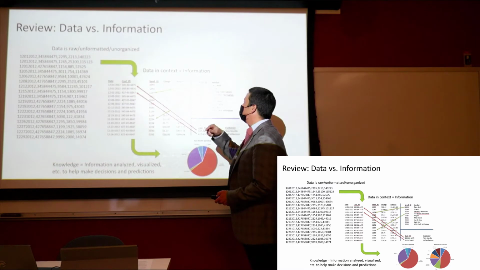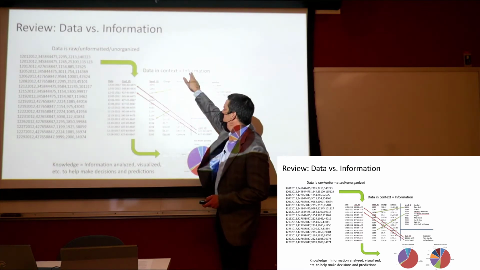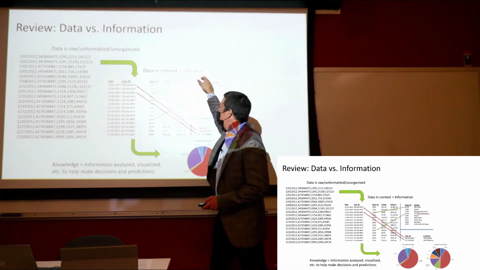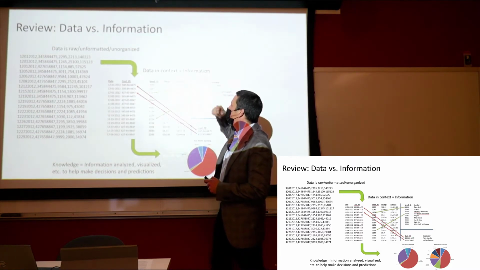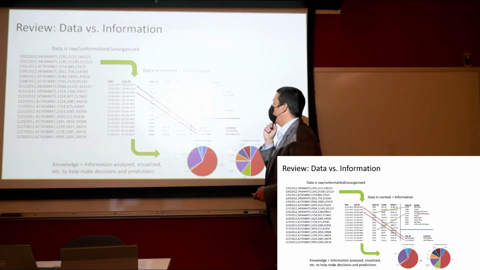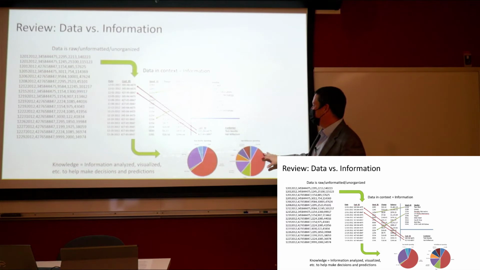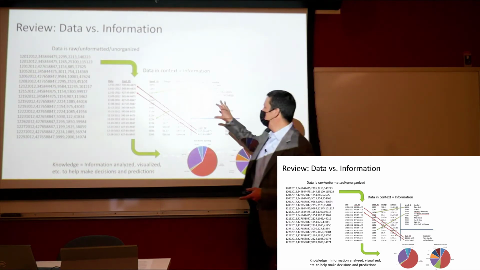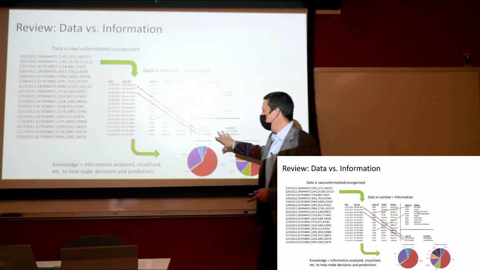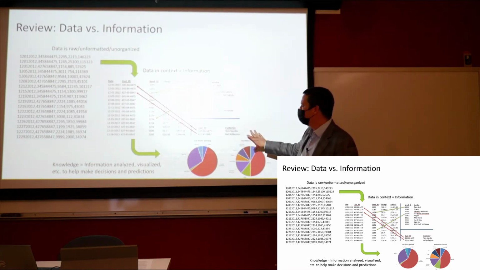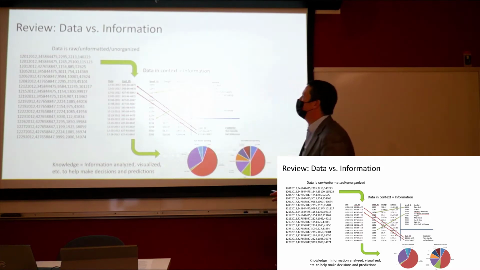But if we just put this data into context, we change it from data to information, right? So it goes from being raw, unformatted, unorganized, into organized and meaningful values. So data in context is information. And then ultimately, in this pursuit of data analytics and business analytics, we're going to take this information and analyze it. We're going to visualize it. We're going to do some predictive algorithms and be able to make decisions based on this information, right?